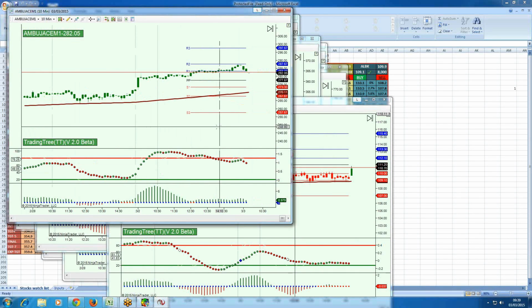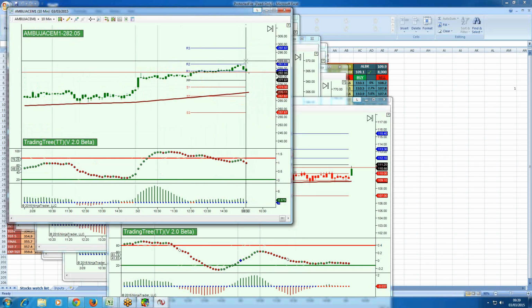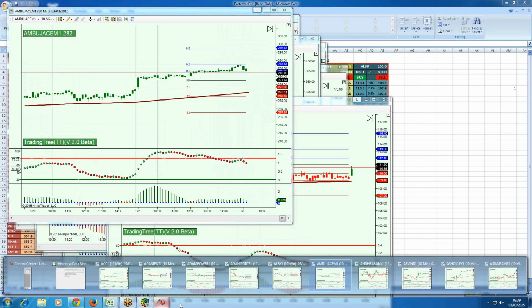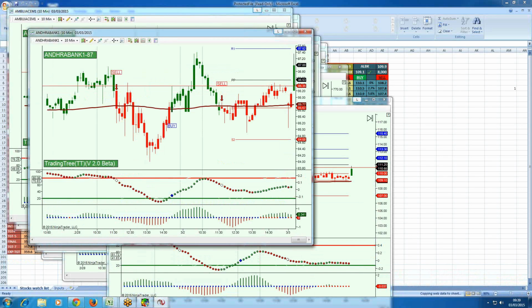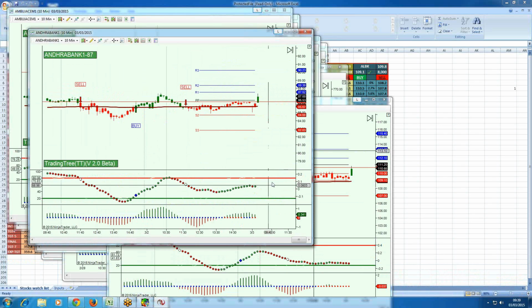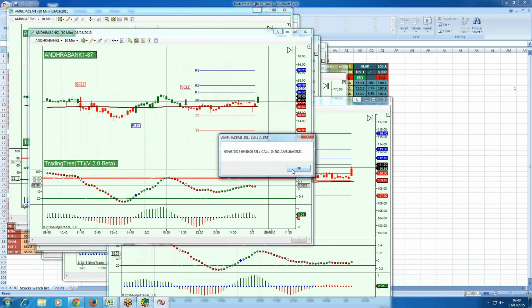Ambuja Cement, I think from the budget day, the complete cement pack was up. Now we are seeing a downtrend here. We should be getting a buy call in Andhra Bank. So, okay.